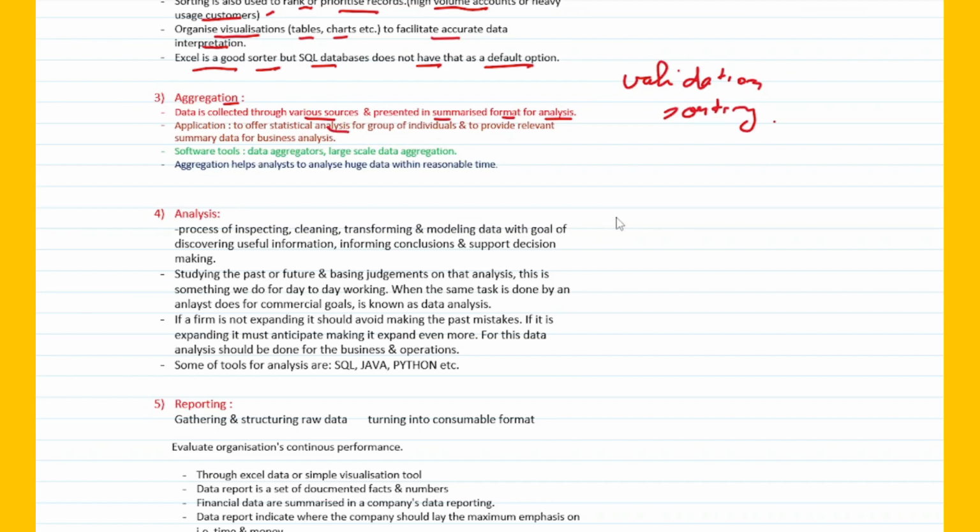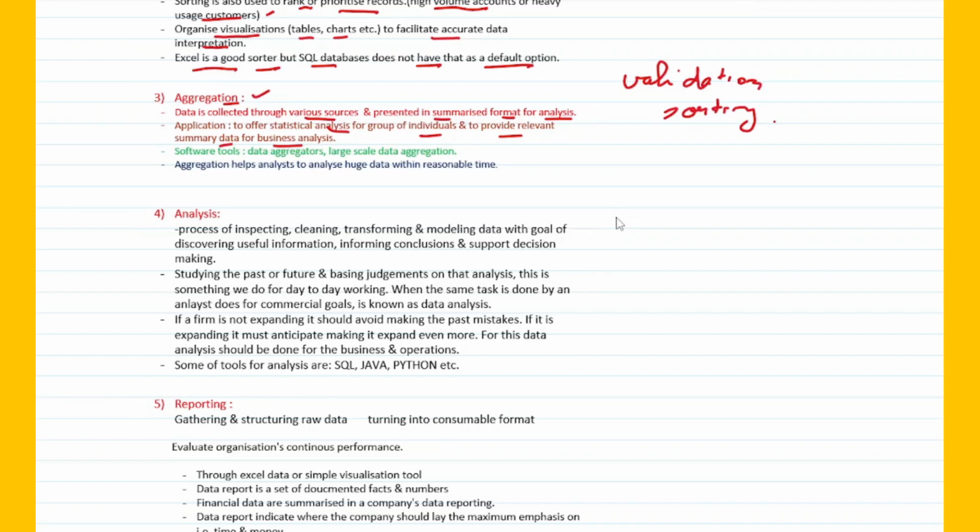What is its application? To offer statistical analysis for groups of individuals and provide relevant summary data for business analysis. So basically you aggregate things for what? For doing a statistical analysis. For what? For groups of individuals. So if, for example, it's lower level management, in that case they would need data one by one. In that case, aggregation will play a very pivotal role. And to provide relevant summary data for business analysis. So if top management wants to do an analysis, they can do it only on the basis of the aggregation of data. They need to have all the data together to basically analyze the business. That's what aggregation talks about.